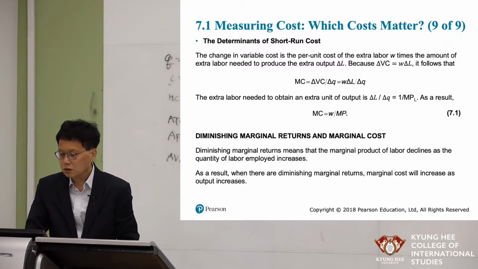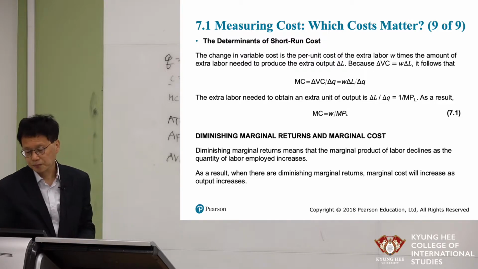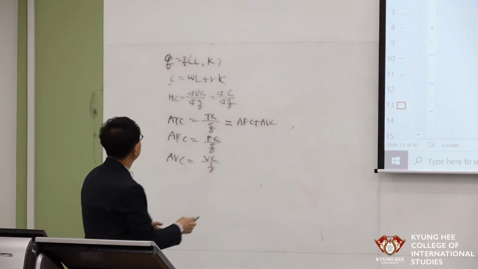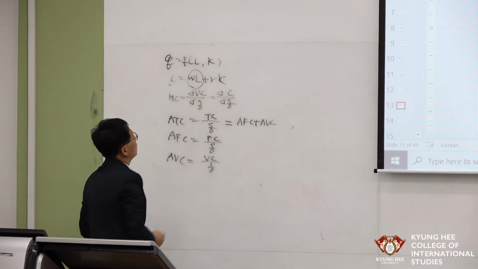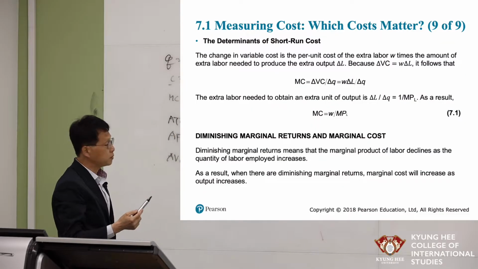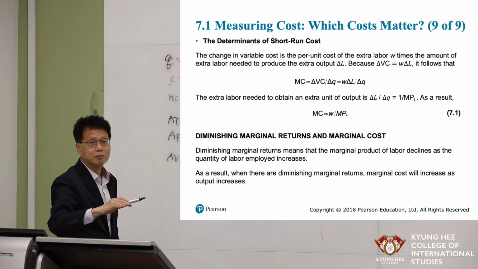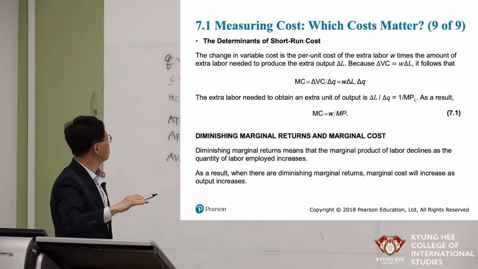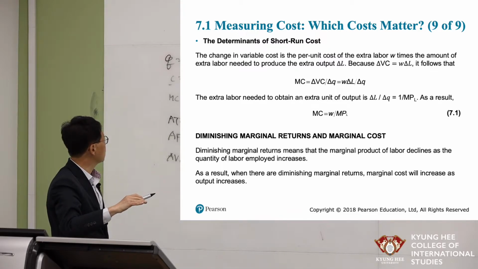The determinants of short-term cost. The change in variable cost is the per unit cost of extra labor, W, times the amount of extra labor needed to produce an extra unit, right? So variable cost is this one, isn't it? WL, right? When the market is perfectly competitive, the wage rate is the same, a constant number. You hire 2 labor or 10 labor, anyway, the wage rate is the same, so WL.